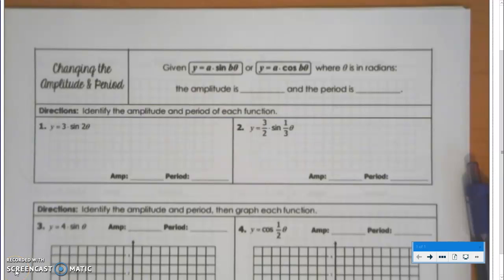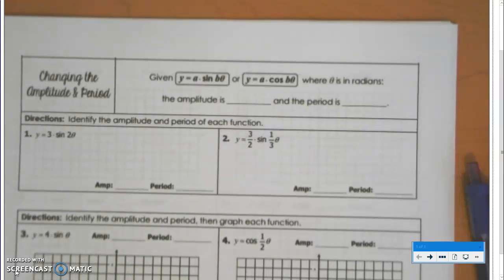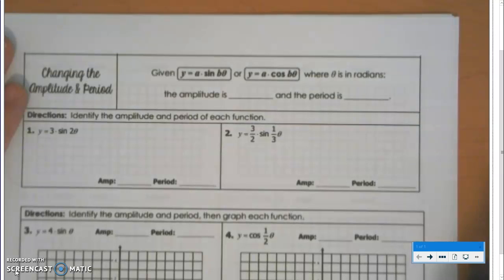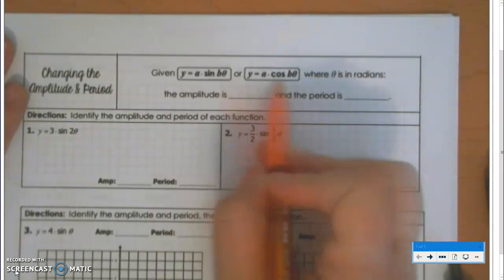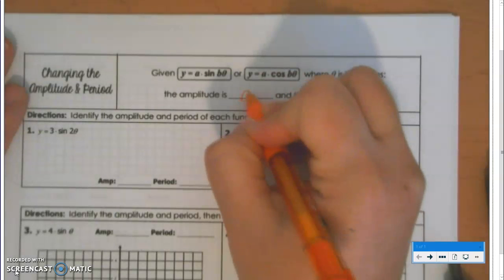Alright guys, so in this video we're actually going to do examples of finding the period and the amplitude. The midline is going to come up, but again the midline is just that plus or minus number at the end. So the amplitude and the period is a little bit trickier sometimes. So whenever it's sine or cosine, the number in front is the amplitude.